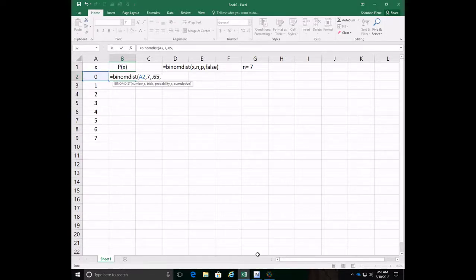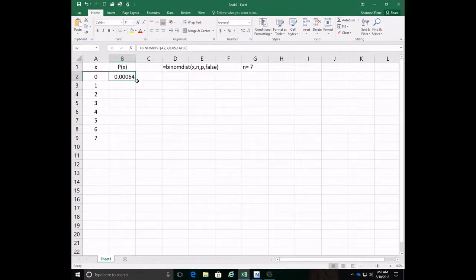And now this part's going to blow your mind. In Excel, we're just going to type in the word false. You're just going to always use the word false, F-A-L-S-E, close parentheses. So my probability of winning 0 games is 0.00064.